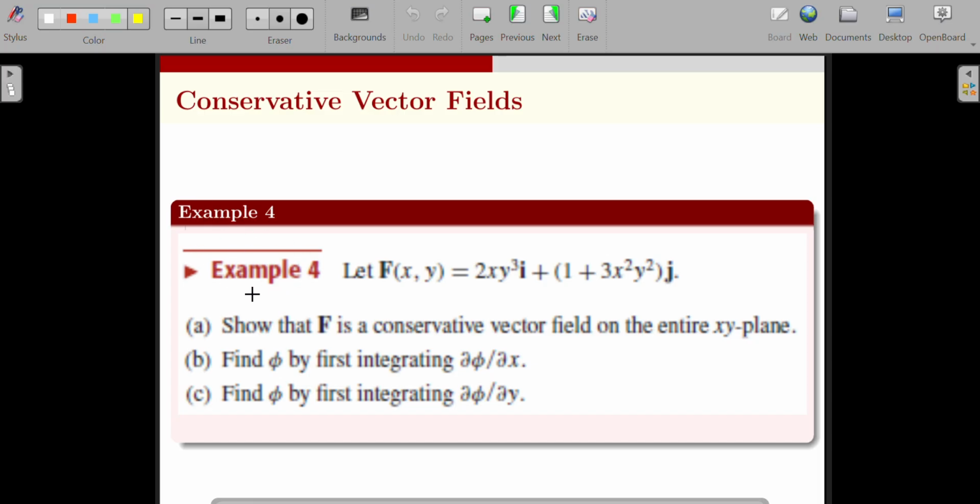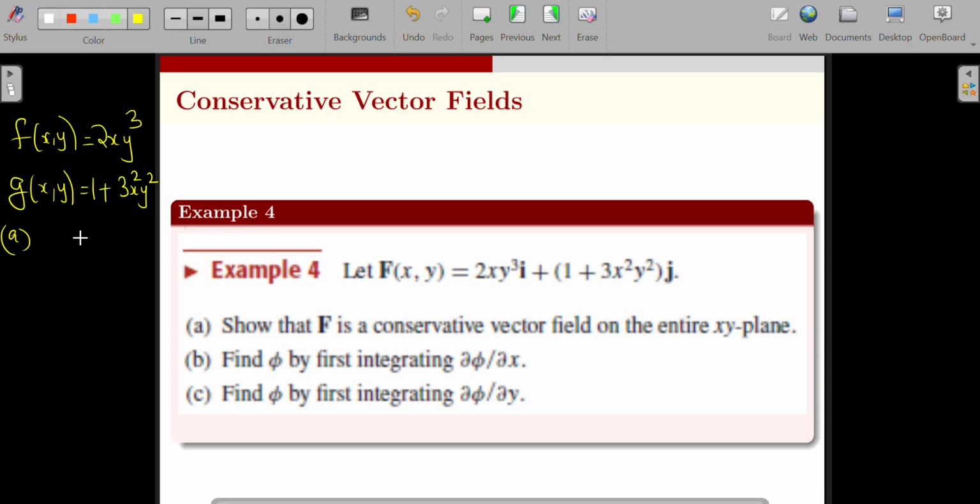In this problem, the vector field F of x, y is given. Small f of x, y is equal to 2xy cubed, and g of x, y is equal to 1 plus 3x squared y squared. In the first sub-question, we are asked to show that F is a conservative vector field. So you should prove that F is a conservative vector field on the entire xy plane.